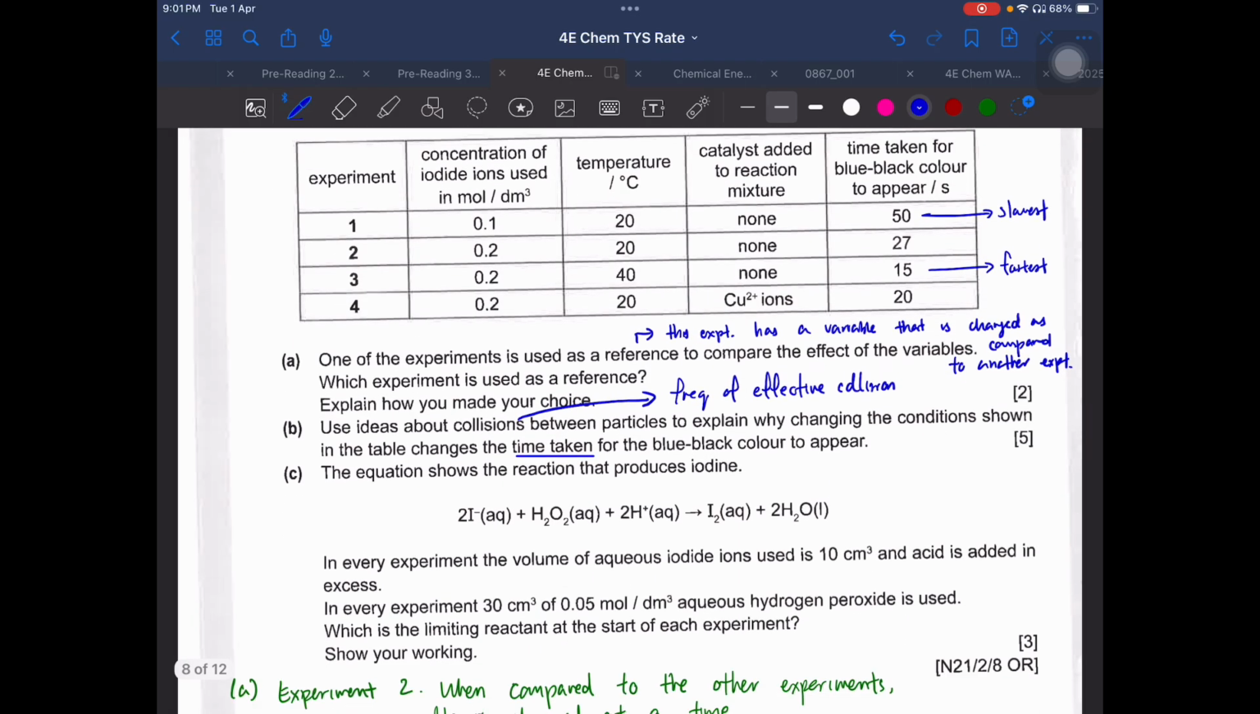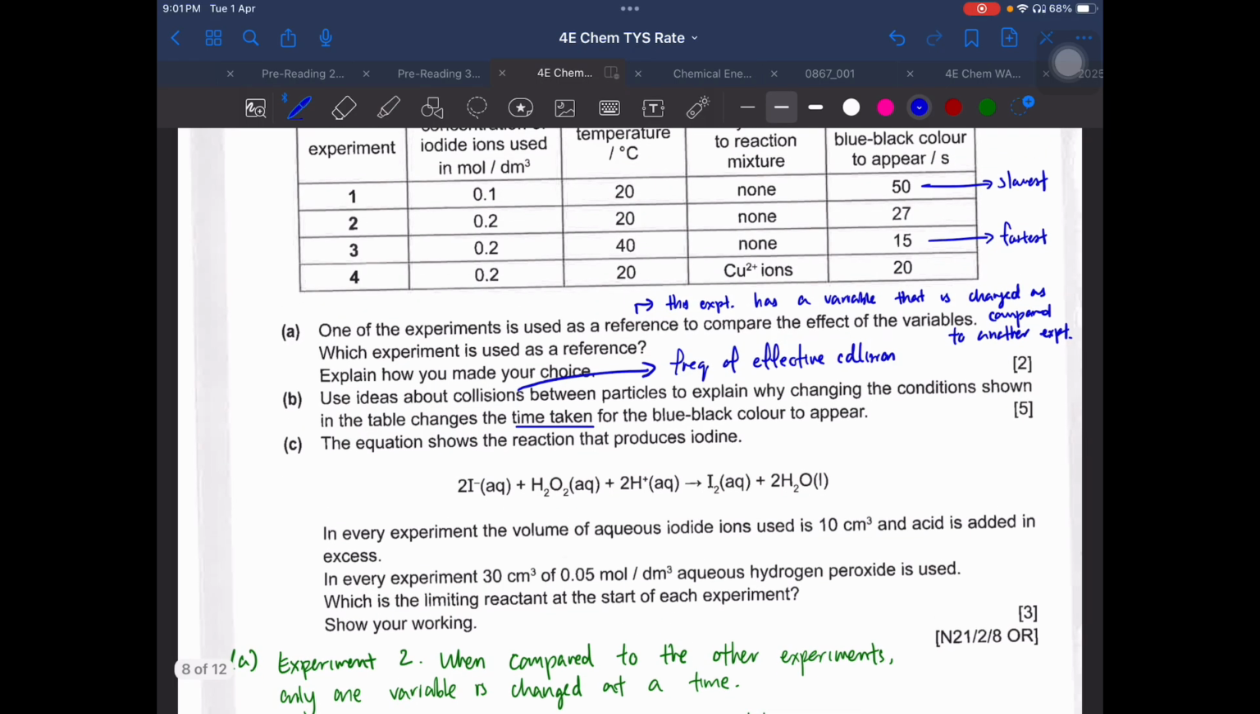as explanation. So for 1A, right, we can explain that actually experiment 2 is the one that's used as a comparison, because whenever you compare to the other experiments, only one variable is changed at a time, like what I mentioned earlier, right? So that is one way to answer part A.